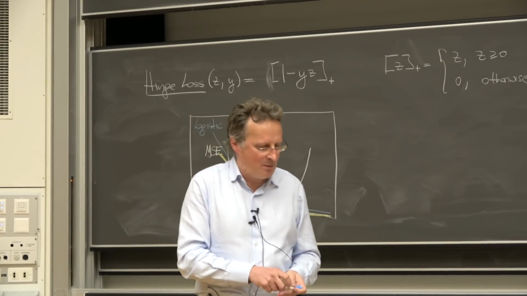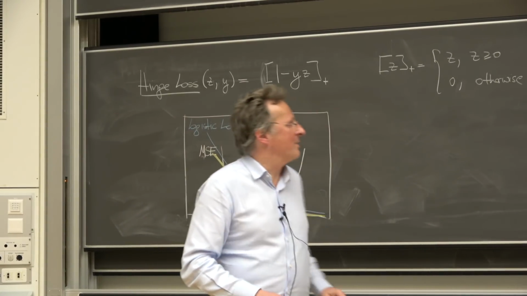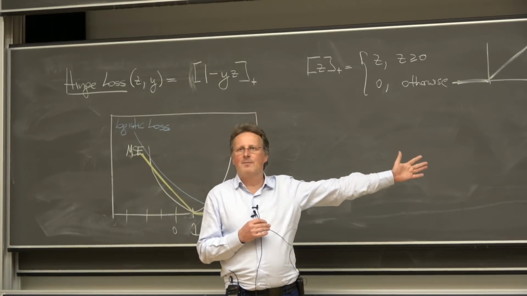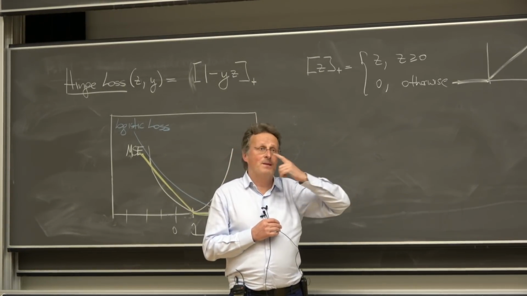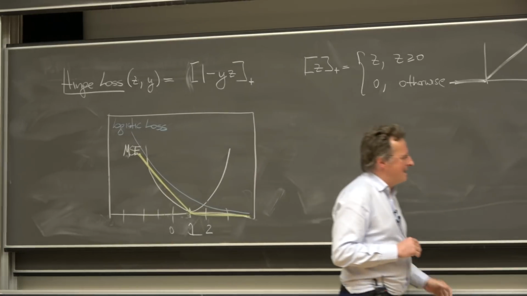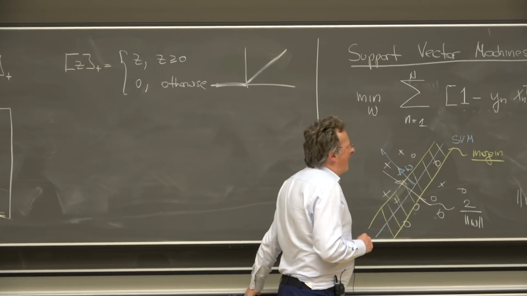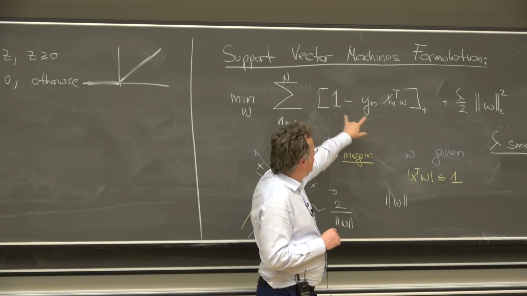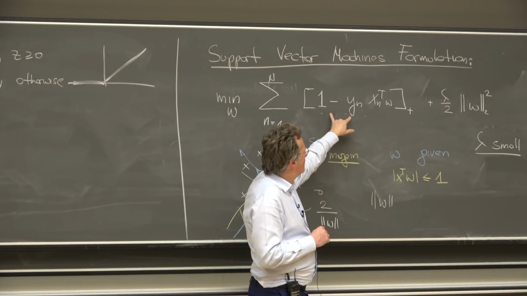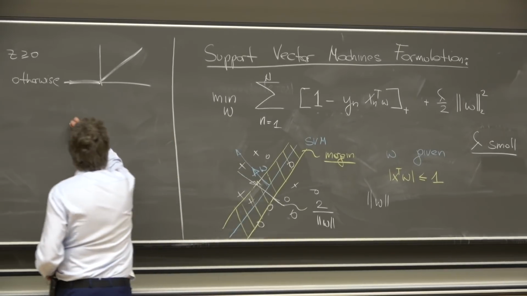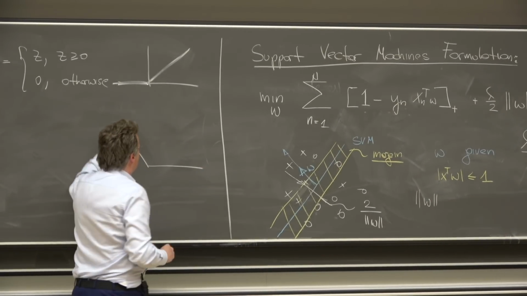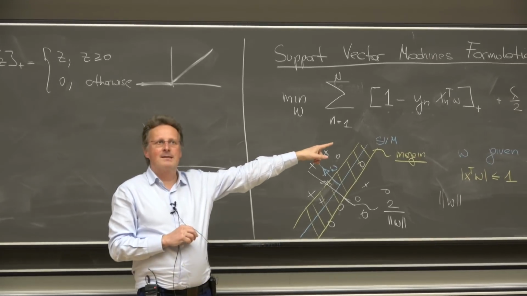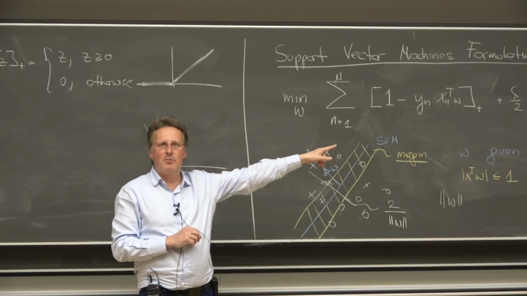Okay, so in principle, we are done with support vector machines now. Now we just have to ask how we can still do the optimization. And in principle, it's easy, because if we look at it, this function looks like this, we said. This function here is convex, the other function is convex, so this will be a convex function in W.